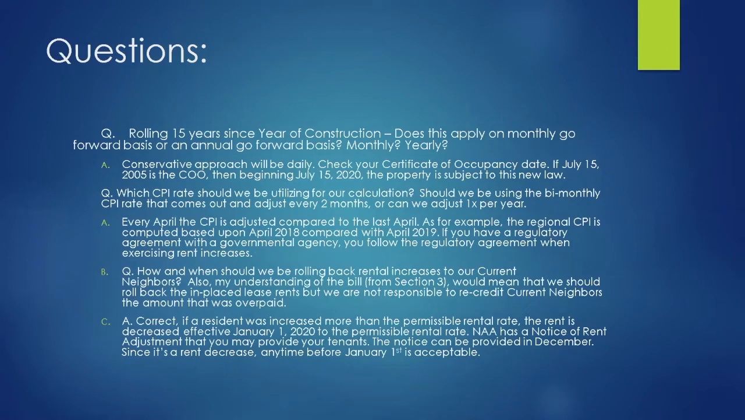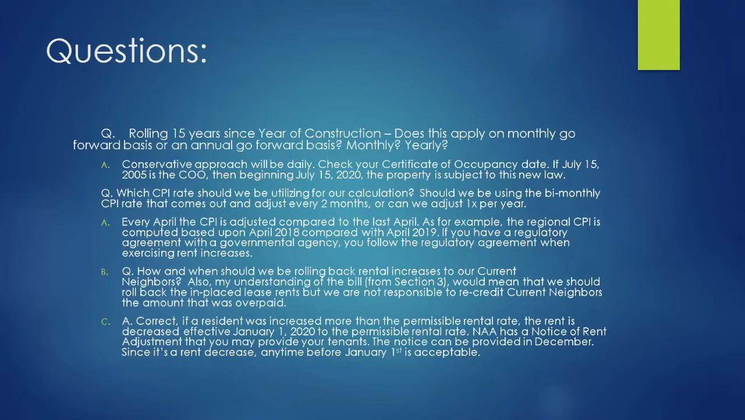I think any time after January 1st, it's over 15 years old, which is then subject to this. Which CPI rate should we be utilizing for our calculation? Should we be using a bi-monthly CPI rate that comes out and adjusts every 2 months, or can we adjust one time per month? Every April, the CPI is adjusted compared to the last April. That's at least what this statute is telling us to do. As, for example, the regional CPI computed based upon April 2008 compared with April 2019.